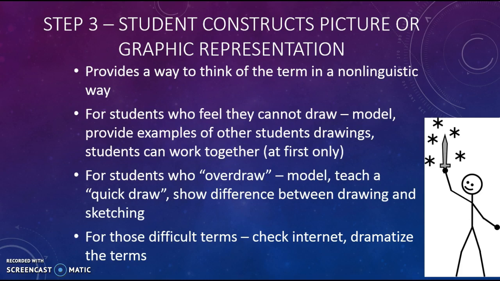And for students who tend to overdraw, who get very detailed, we need to model that quick draw and show the difference between drawing and a sketch. This should be something that's done in 3 to 4, 5 at the most minutes. It should not take that long. And for some of those more abstract terms that it's hard to find a representation for, definitely check the internet. Go on Images, Google Images or Bing Images, and search that word because oftentimes there'll be some kind of graphic representation that comes up with it.